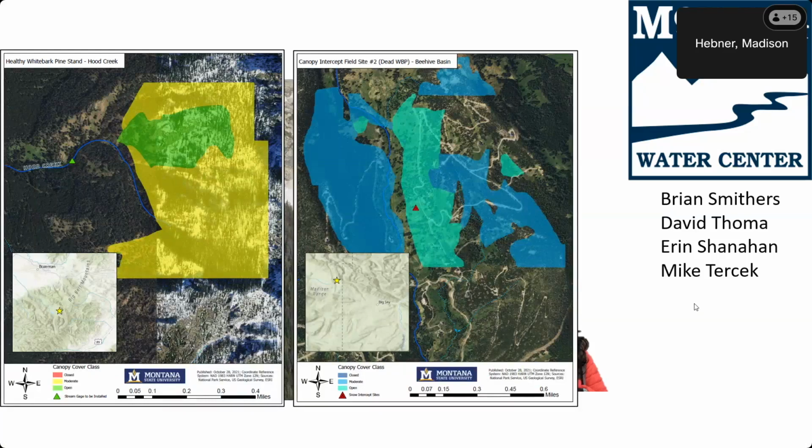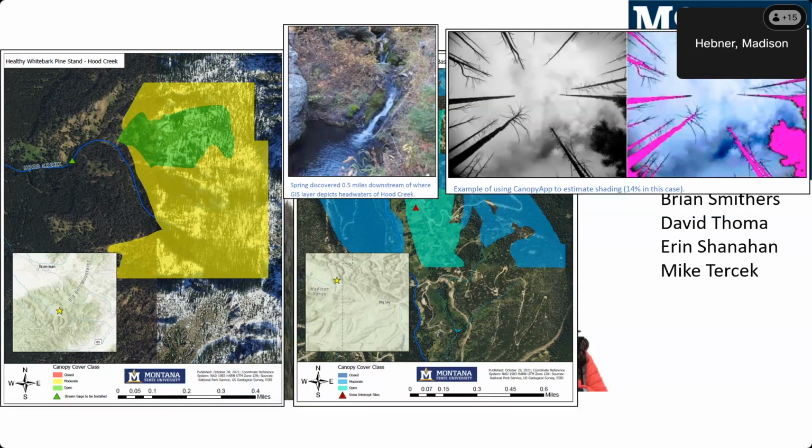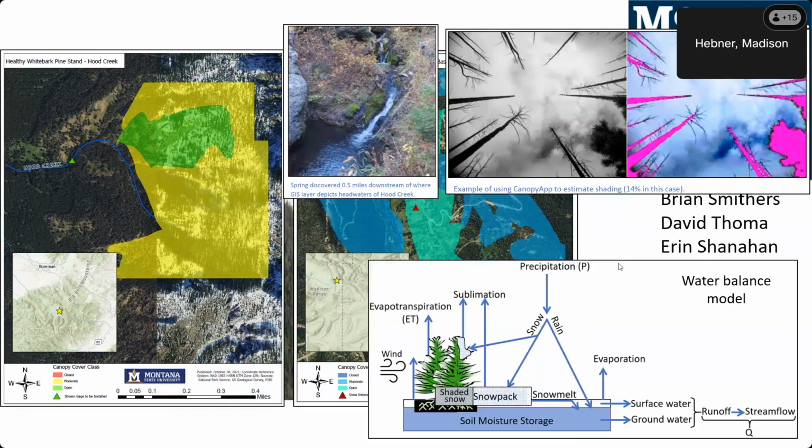Tio selected sites in Hood Creek in Highlight, and in Beehive Basin, on this side of Big Sky, where she's measured various metrics of stream flow, also canopy cover using this neat canopy app. And it's also combining those field-based measurements with a water balance model. So to answer that question, okay, if whitebark pine is declining due to bark beetle and white pine blister rust, how is that affecting drivers of stream flow and snowpack?